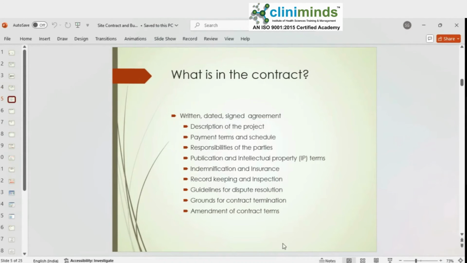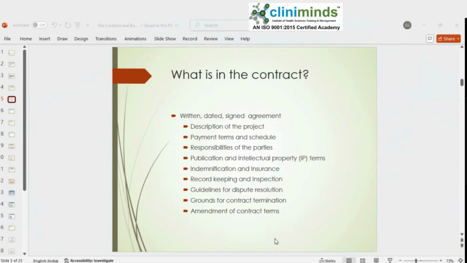So what is present in the contracts? When we see the clinical trial agreement or the site contract, all the details will be in writing. And once this contract is signed, only then will this trial be initiated.